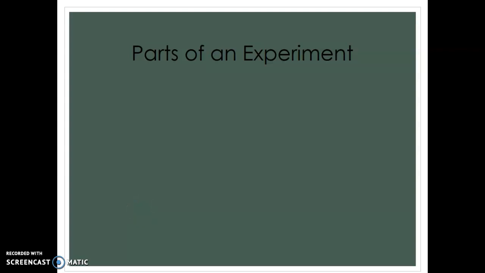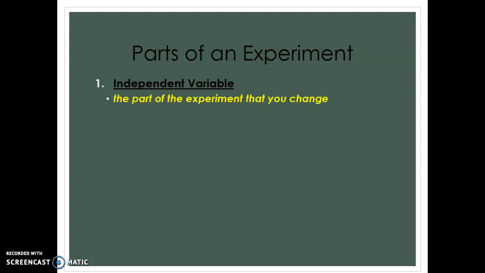Let's talk a little bit about the parts of an experiment, and we'll use our brine shrimp lab as an example. Be sure to record this on the second page of the outline. There is a chart where you can record the parts of an experiment. First, we have the independent variable.